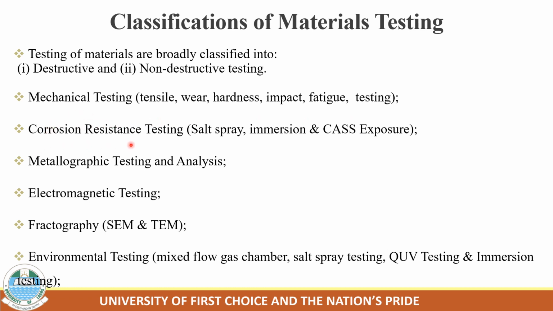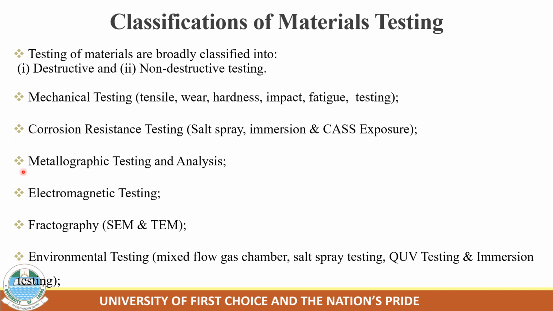And also we have corrosion resistance testing. So any material they want to use for any structure, they take a sample of it and subject it to mechanical testing to test for its wear rate, hardness, tensile strength, impact, and fatigue. Likewise, corrosion resistance test. Any material, object, apparatus, or device they want to use in a corrosive environment, they usually test for its corrosion resistance. That involves salt spray, immersion, and CASS exposure.